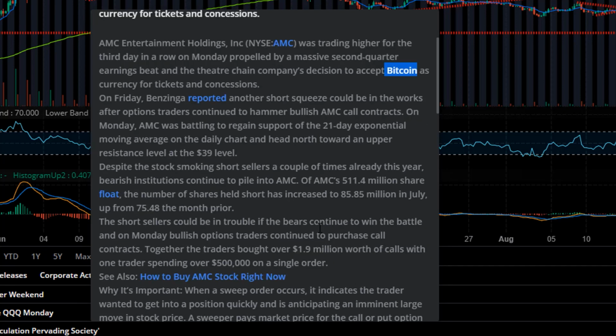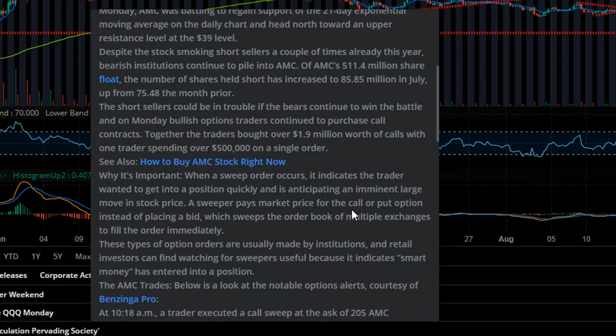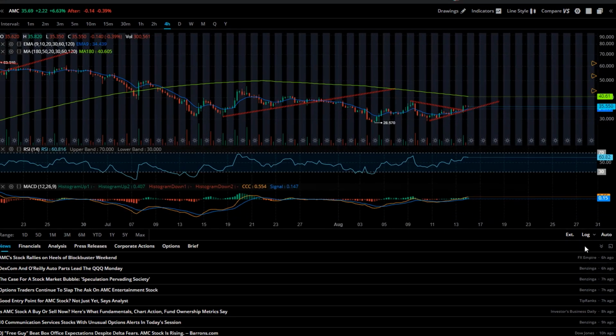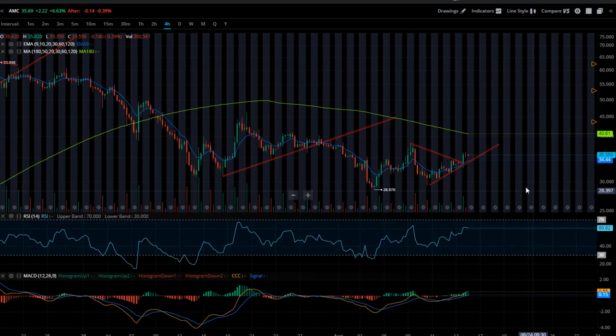Now, if we continue reading this article, we just read that a lot of people are making market orders to make these call contracts and just buying them, which is really good. People are just slapping the call contracts, just buying up AMC.